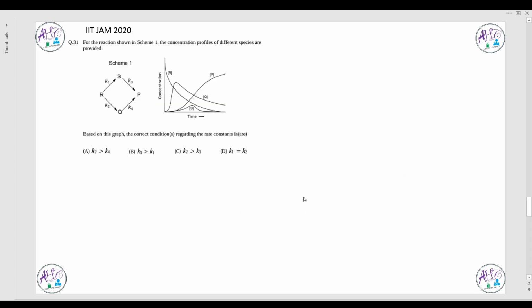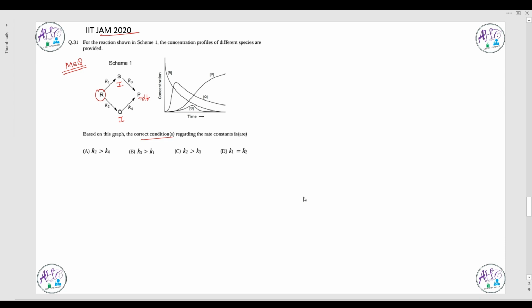Okay, next question. This is from IIT JAM 2020. This is your MSQ question. This is a very simple question. Here they have given a reactant. This is undergoing a parallel reaction, forming two intermediates, S and Q, which further react to give your product P. They are asking for the correct condition with respect to this graph. The best way to approach this question is through your options.